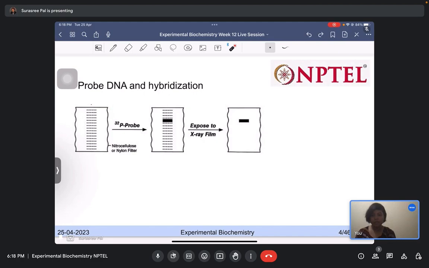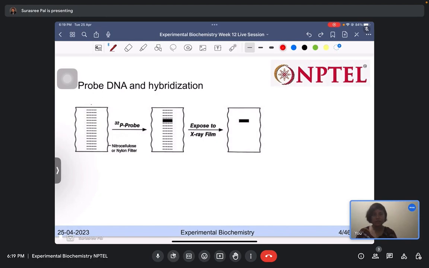So this is a membrane, right? These fragments will also be transferred to the membrane. Now there will be a hybridization step where we will have a probe DNA, and this probe here we can see is labeled with 32P, which is a radioisotope, right? So a radioactive isotope of phosphate, and this 32P probe is a particular DNA, which is complementary to the sequence that we actually want to check.